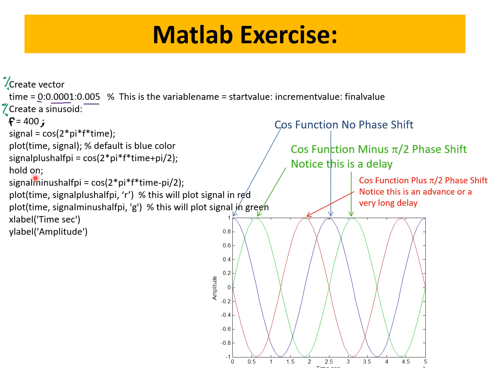Now, if you have plus phi, we say cosine 2 pi f time plus pi over 2. So I'm adding a pi over 2 shift, and you do hold on to keep the first image, and plot it. Then you do the minus phi, which is minus pi over 2, and plot both of them. This one is going to be red. The plus pi over 2 is this one here. Notice it's advanced. It's going to happen earlier. The peak is happening earlier here, so if it's positive, it's advanced.